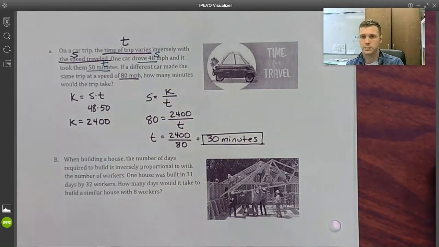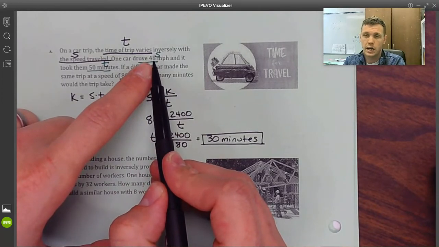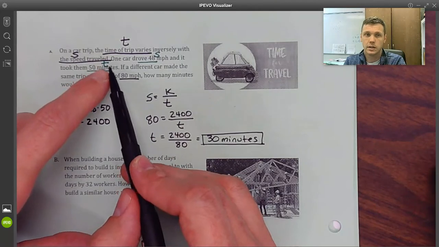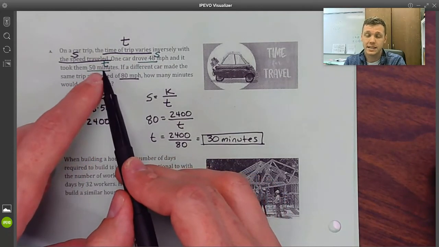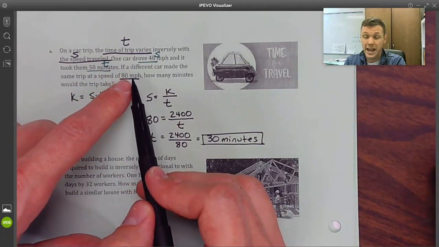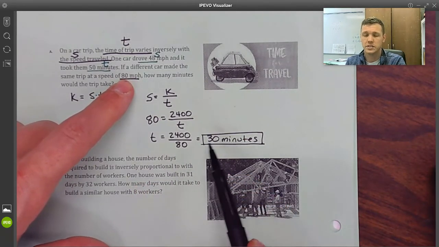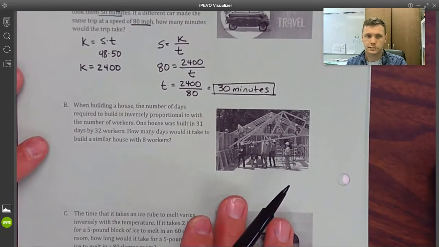So think about that. When it talks about inverse variation, the faster you drive, the less time it takes you to get there. So they're driving 48 miles per hour and it takes them 50 minutes. If another car drives 80 miles per hour, it's going to take them fewer minutes. And so that makes sense. Okay, so let's look at the next one.